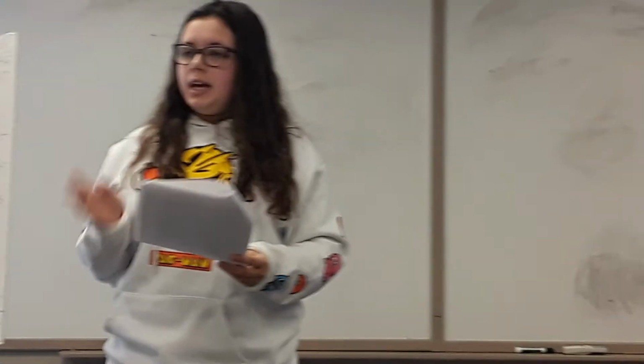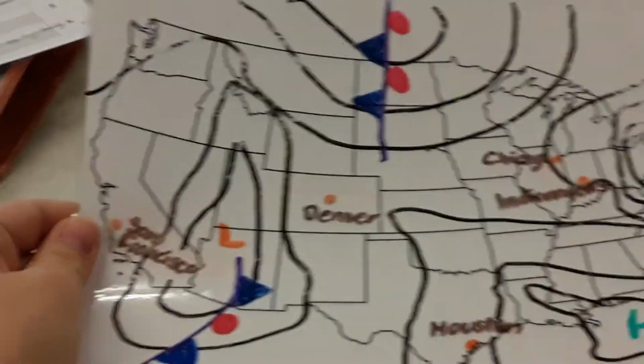If you see the H that I have on my map between the cities of Houston and Miami, the H is going to tell you that there is high atmospheric pressure. The L in the northeast section of my map tells you that the atmospheric pressure is low.